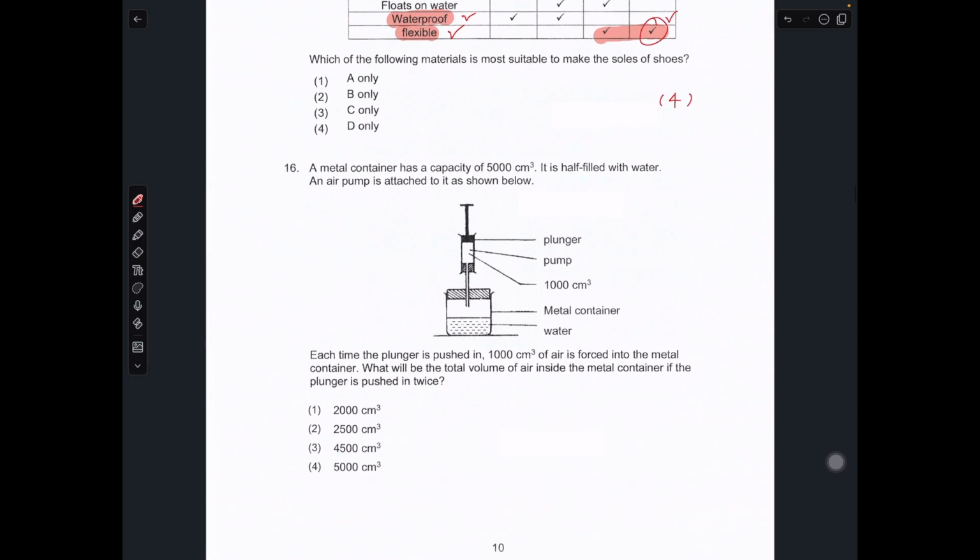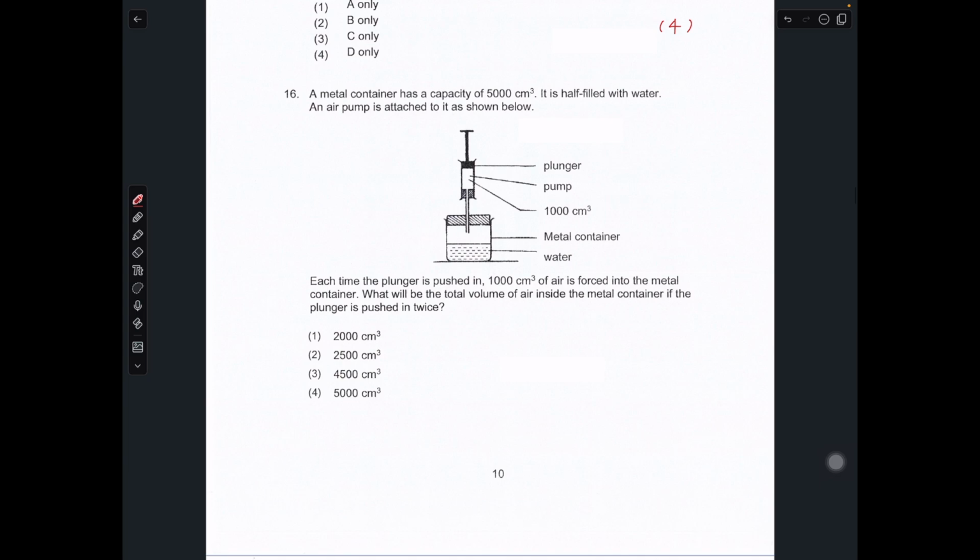Okay, so let's take a look at question number 16. A metal container has a capacity of 5,000 centimeter cube. It is half filled with water, so the water is about 2,500 centimeter cube, and an air pump is attached to it. Whatever is remaining will be the air, 2,500 centimeter cube. Each time a plunger is pushed in, 1,000 centimeter cube of air is forced into the metal container. What would be the total volume of air inside the metal container if it is plunged in twice?